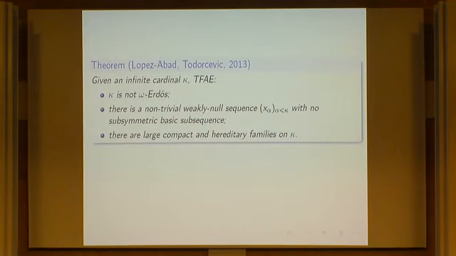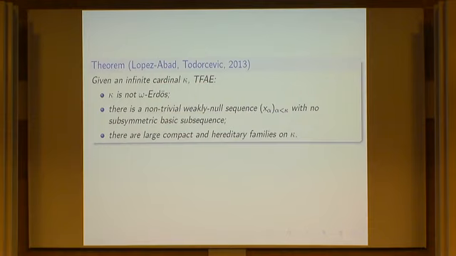So that is this. So why is it difficult to get? Well, let me maybe first say what the results say. Jordi and Stevo proved that if kappa is not omega r-, then there is a non-trivial weakly null sequence with no subsymmetric basic subsequence, and that it is equivalent to have a large compact hereditary family on kappa.